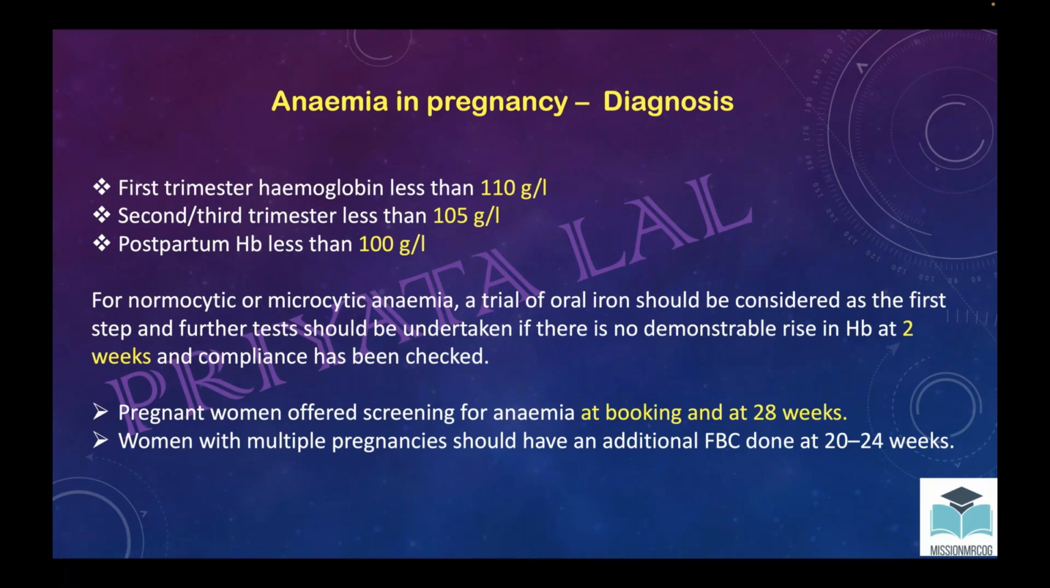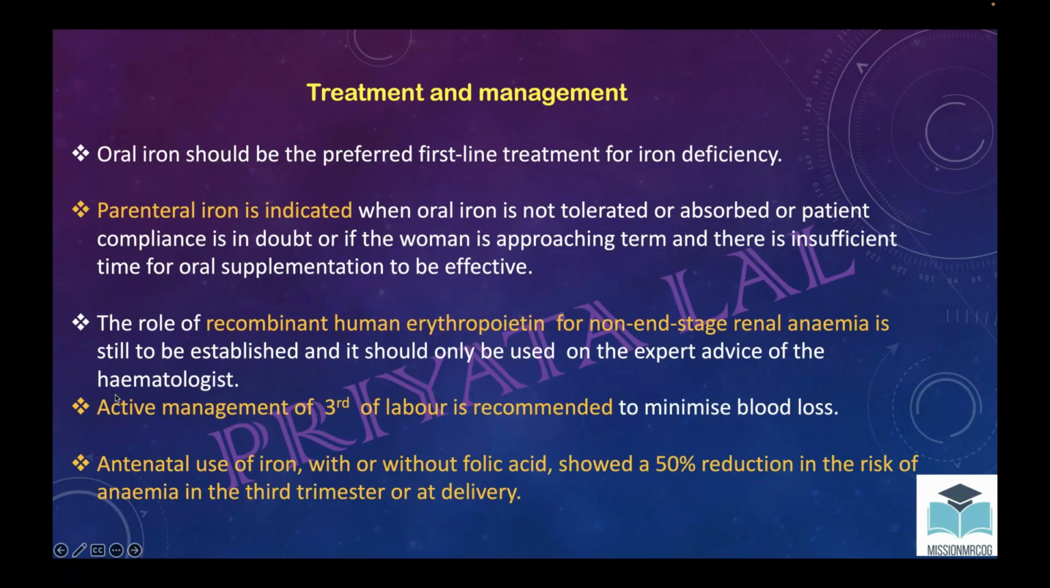Now what could be the treatment? Everybody knows it. It will be oral iron first line. But if the oral iron is not tolerated, or if the time is less, like the patient is about to deliver, consideration for parenteral iron is required. Apart from this, any woman having end-stage renal anemia, in that situation human erythropoietin is to be given, but this has to be given with an expert hematologist's advice only.